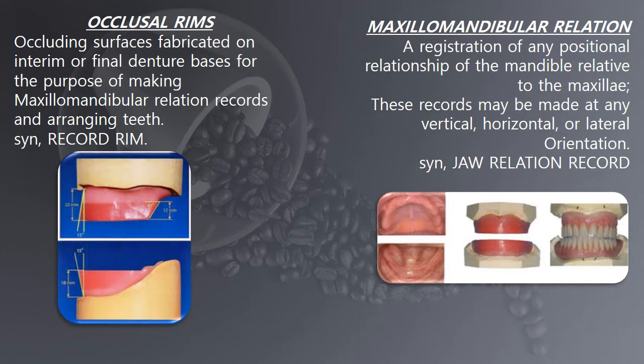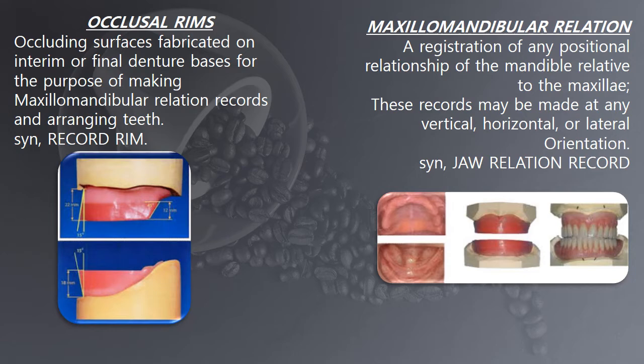Once the master model is obtained and either the temporary or the permanent denture base is fabricated, the occlusal rims or the record rims are fabricated in the laboratory for the purpose of making a maxillomandibular relation. It is exactly defined as occluding surfaces fabricated on an interim or final denture base for the purpose of making maxillomandibular relations or the jaw relations and arrangement of teeth. This is a very important laboratory aspect.